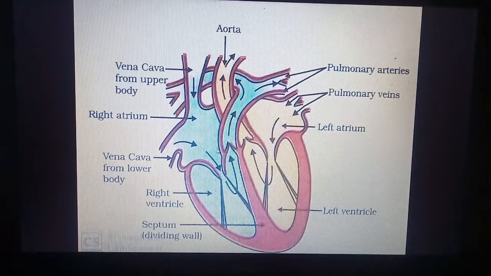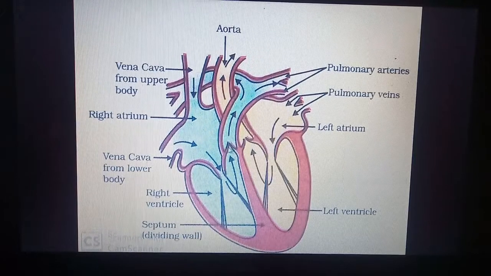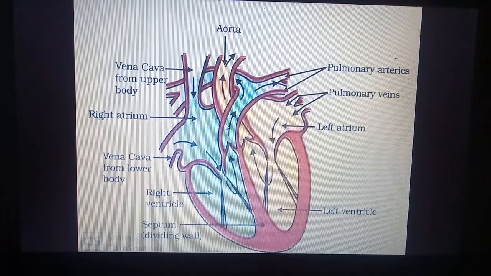The second type of valve is this. It is called the semilunar valve. It is in the form of a half moon shape. We can see this is like a half moon shape. One part is this and one is this. So it is found in the pulmonary artery and in the aorta. So semilunar valves are found in the arteries, and they also prevent the backflow of blood.